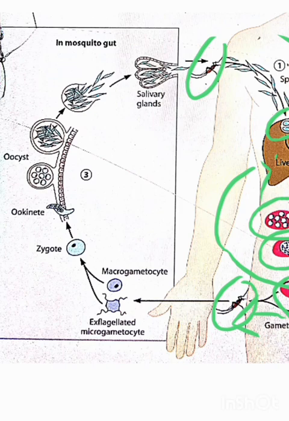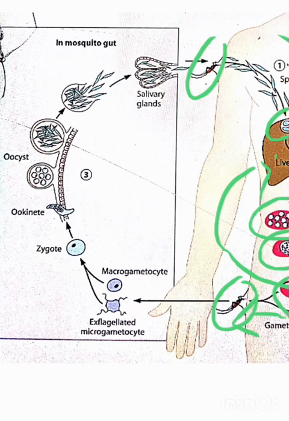The ookinete penetrates the mosquito's gut wall and forms a cyst called an oocyst. Inside the oocyst, thousands of sporozoites are produced. When the oocyst bursts, the sporozoites move to the mosquito's salivary glands, ready to infect another person during the next bite. This completes the life cycle of Plasmodium.